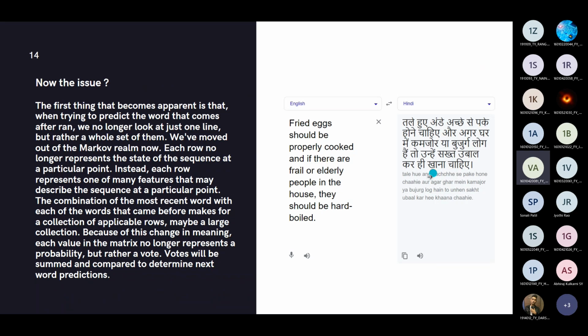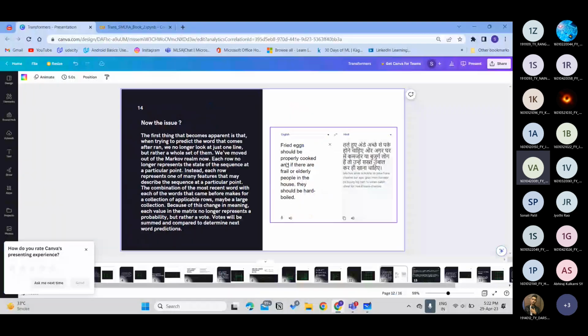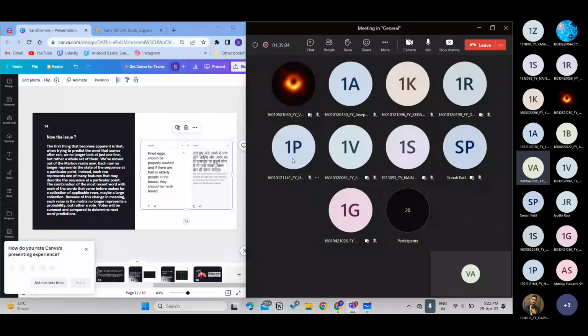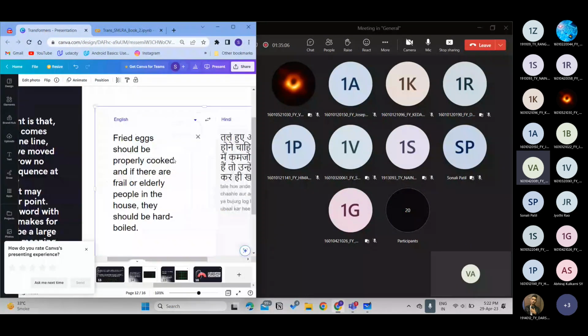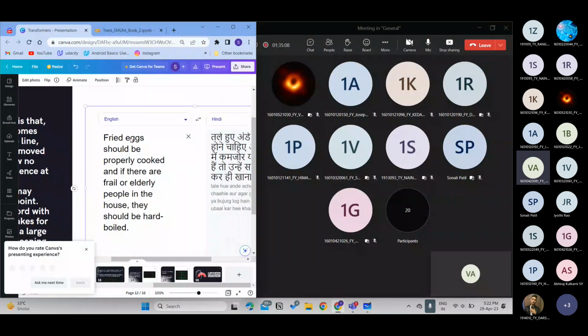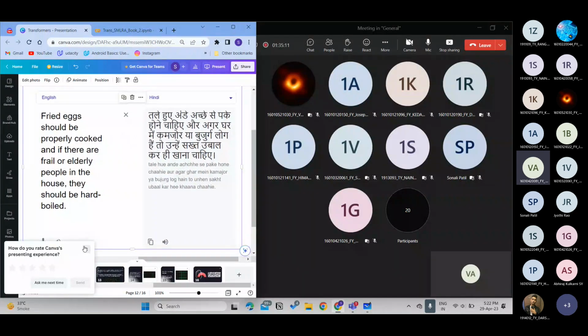Now the biggest issue that we face. This is the issue. Can everyone read this? So I gave Google Translator this: "Fried eggs should be properly cooked, and if there are frail or elderly people in the house, they should be hard boiled." So you can understand what I'm saying: if you have old or frail people in your house, you should hard boil the eggs.